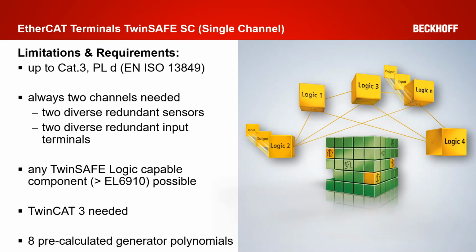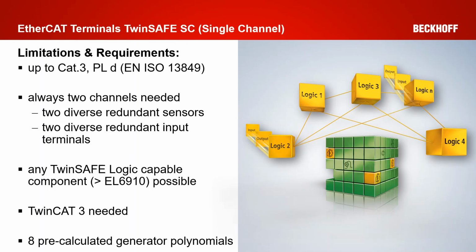As Irina already mentioned, the whole TwinSAFE SC approach is aiming for safety functions up to category 3, performance level D, according to EN ISO 13849. This is also the maximum possible performance level because, after all, we are using standard hardware, which only has the capability to communicate safely over EtherCAT. The implemented mechanisms for TwinSAFE SC are very similar to FSoE and aim at improving the residual error probability of that one communication channel.